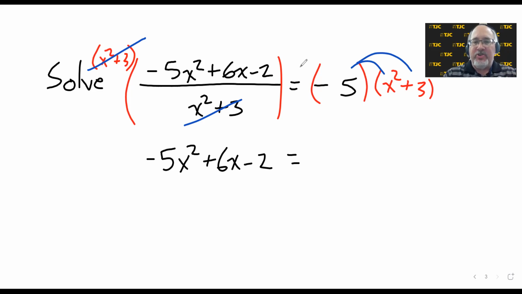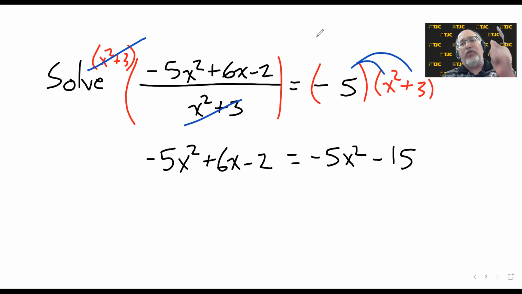-5 times x squared is -5x squared. And -5 times +3 is -15. Now, this is a quadratic equation, and as a quadratic equation, we should probably get it equal to 0. Let's empty out the left side of the equation. Let's empty out the right side of the equation by setting up a cancellation for each individual term.